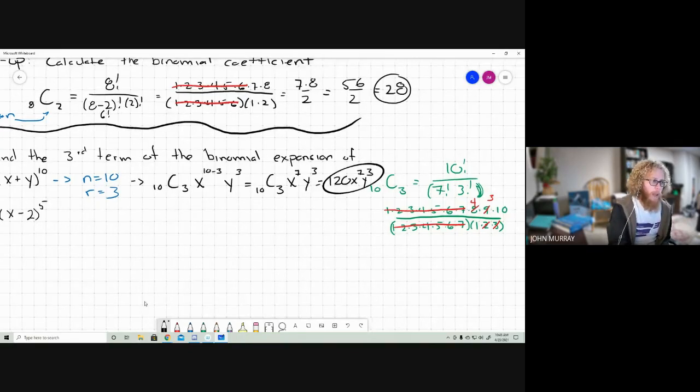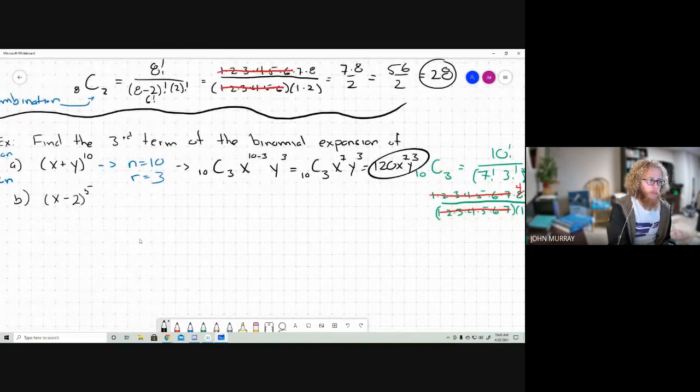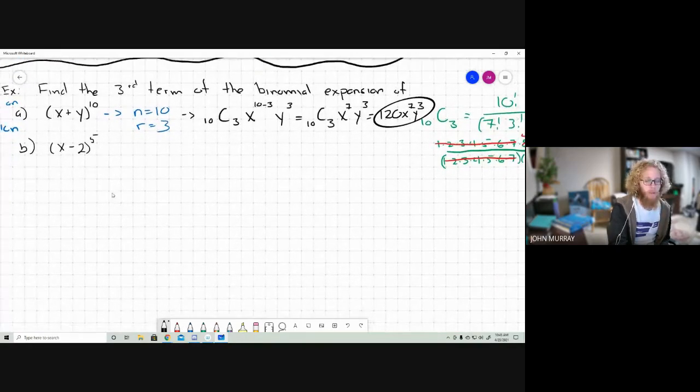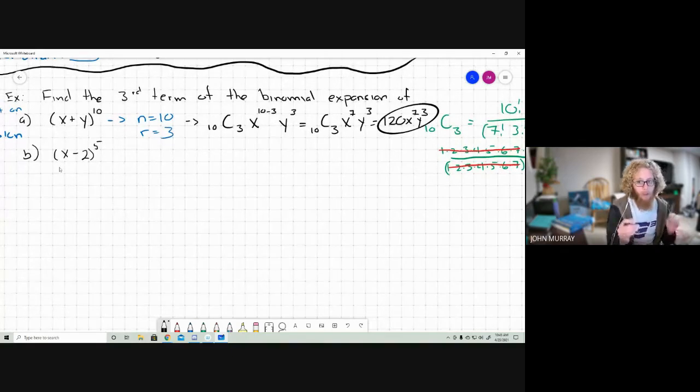So let's talk about it when we don't have a variable. Okay, when we have something like x minus 2. So like a normal binomial, that's nothing crazy, x minus 2. You know what that is. It's a linear binomial. But now we're going to find the third term of x minus 2 to the 5th.